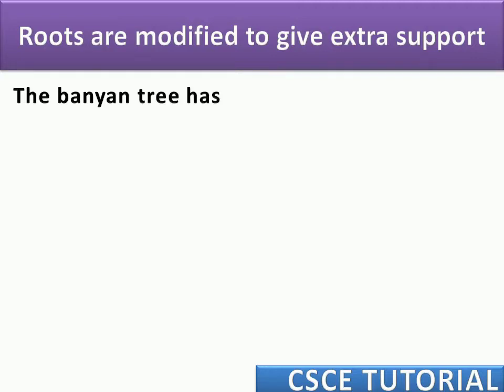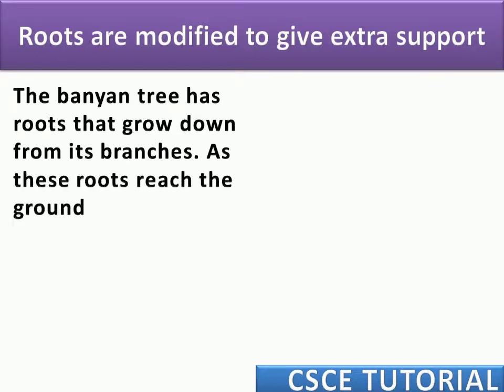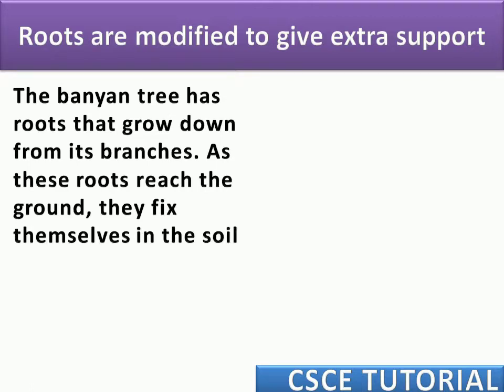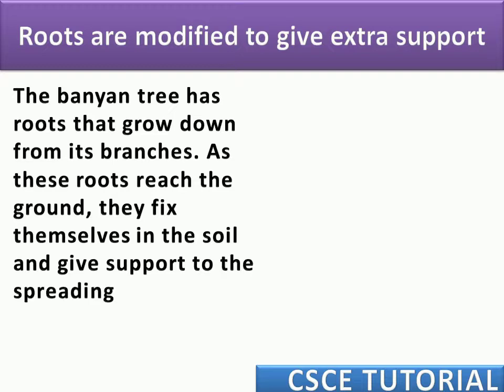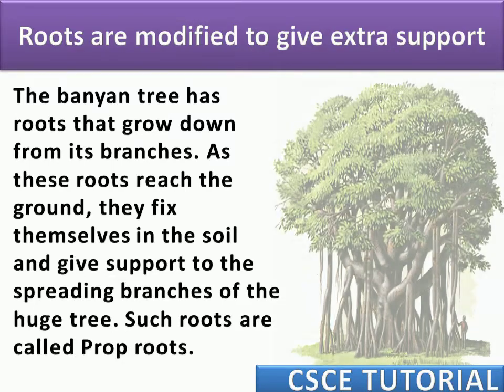Roots are modified to give extra support. The banyan tree has roots that grow down from its branches. As these roots reach the ground, they fix themselves in the soil and give support to the spreading branches of the huge tree. Such roots are called prop roots.